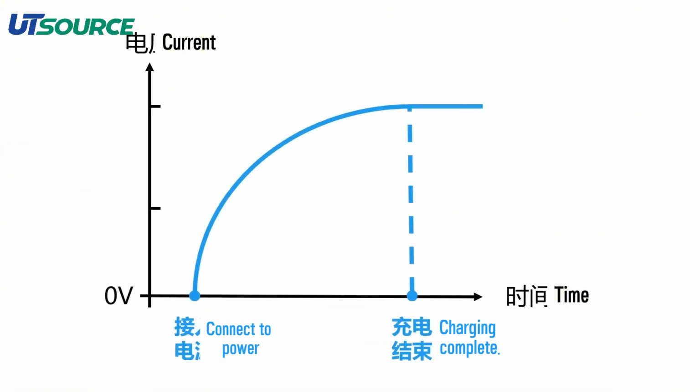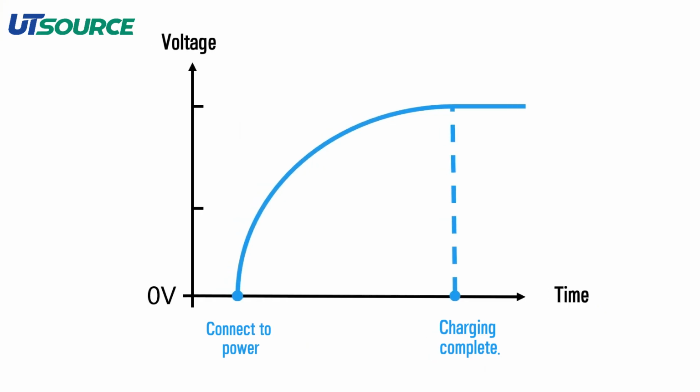Now let's examine the voltage curve across the capacitor. At the moment it is connected, the voltage is zero. As the charge difference between the plates increases, the voltage gradually rises. Eventually it reaches equilibrium. This is the charging process.